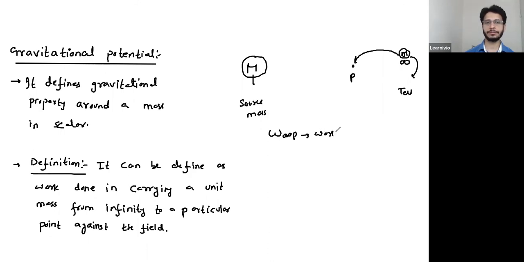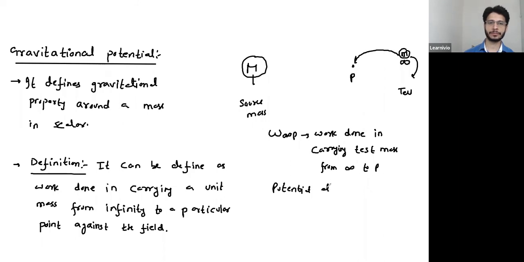It's work done in carrying the test mass from infinity to P. So potential at P, we represent as Vp. This is work done in carrying the test mass from infinity to P divided by the magnitude of the test mass.